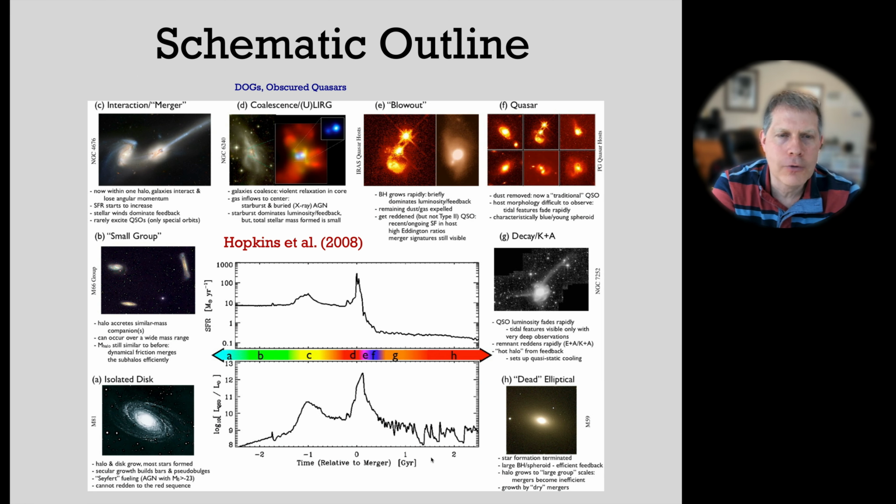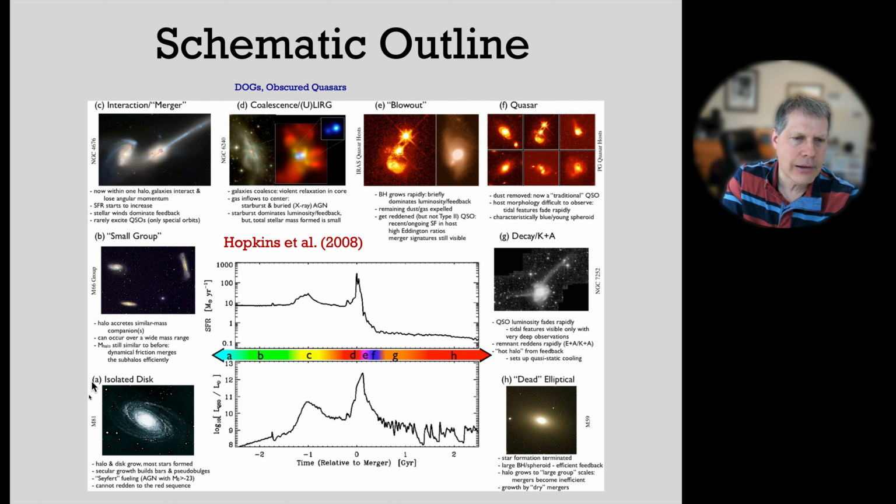Now, I have here a useful, often cited schematic that discusses this overall topic. Basically, this is a schematic showing a set of panels, A, B, C, D, E, F, G, H, the sort of development of one of these mergers. And here are plots in the middle showing the star formation rate and the quasar luminosity as a function of time relative to the merger time, which is set there to be time zero. And these letters here correspond to the various panels.